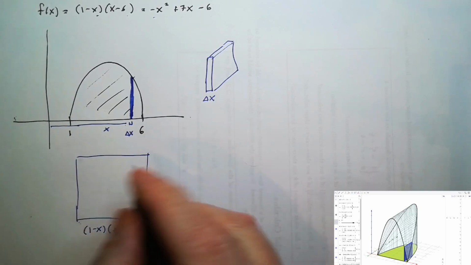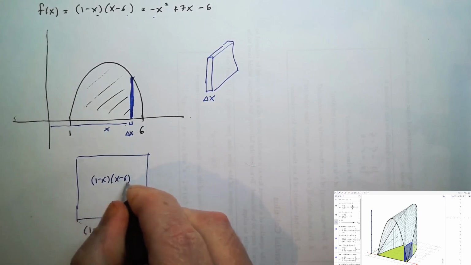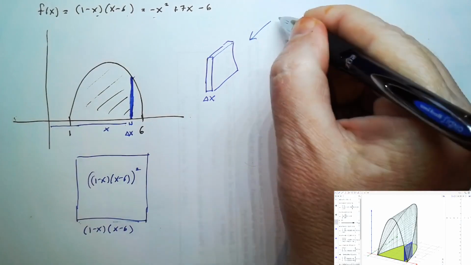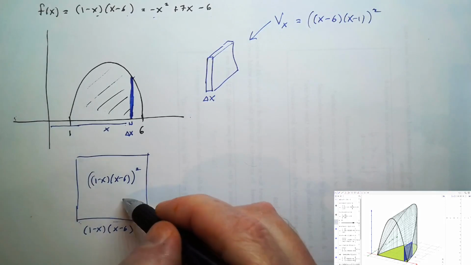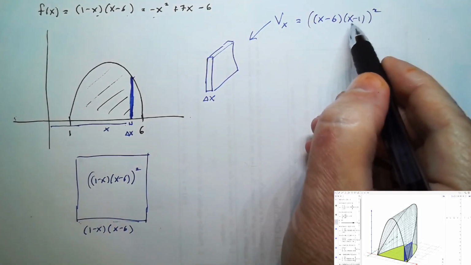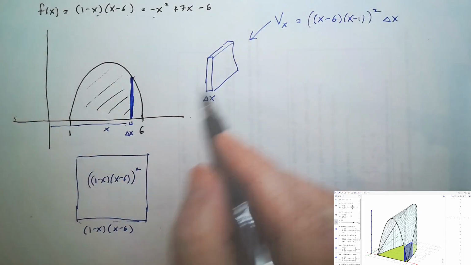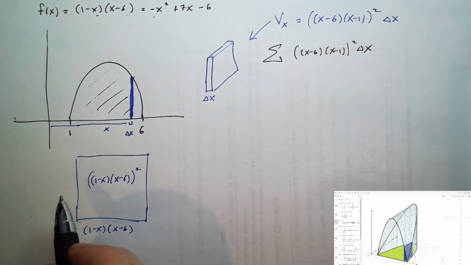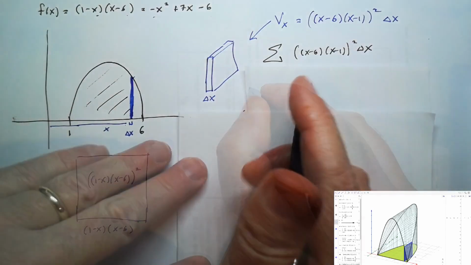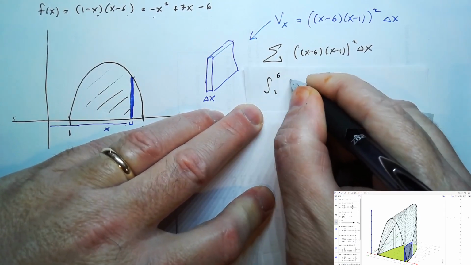Because this is a square, the cross-sectional area of the square will be the square of the side length, and the volume of this little slice will be the area of the square, since I'm squaring this, the sign doesn't matter here, times the thickness of the slice, delta x. If I add up the volumes of all of these little slices, I get a sum that approximates the volume of our object. This is a Riemann sum. And this Riemann sum converges to this definite integral.